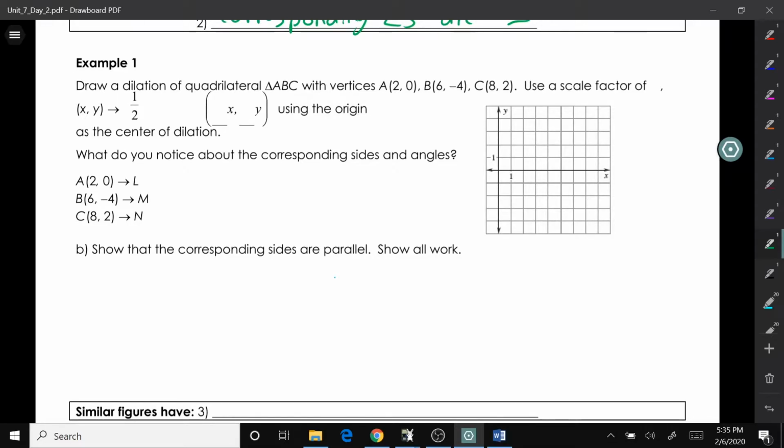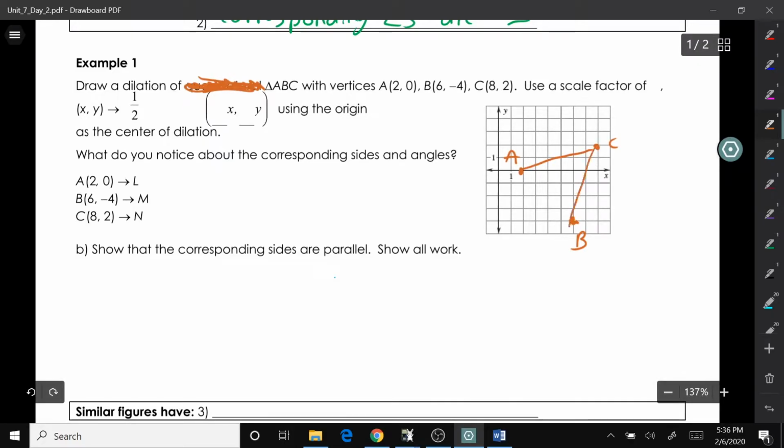All right, in example 1, the very first thing we're going to do is get rid of this misprint. It says draw a dilation of quadrilateral triangle ABC. Well, if there's 3 points, it is only a triangle, so it's not a quadrilateral. So that was the important first step. Now, we have our 3 points, and let's graph them. 2, 0, 6, -4, and C is 8, 2.